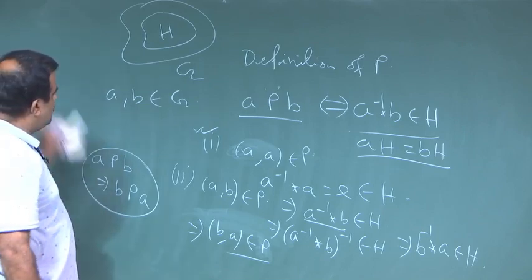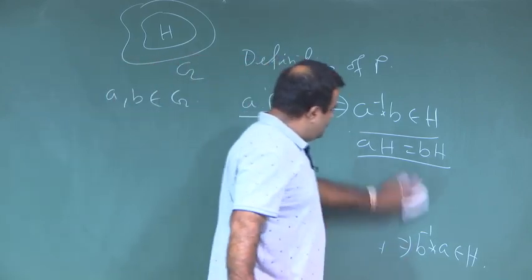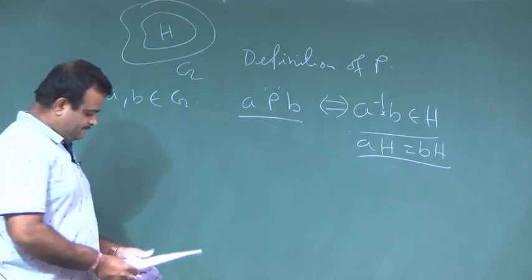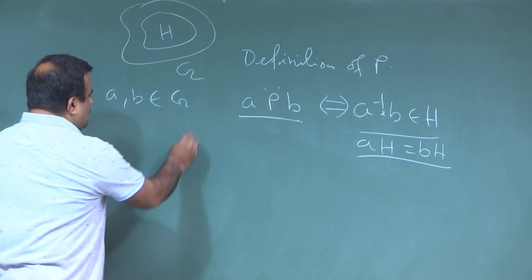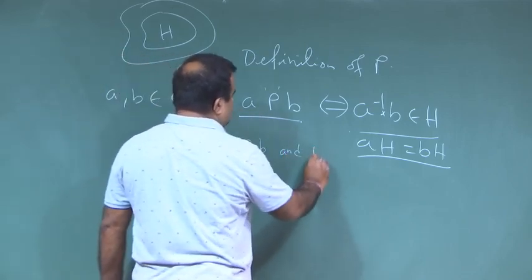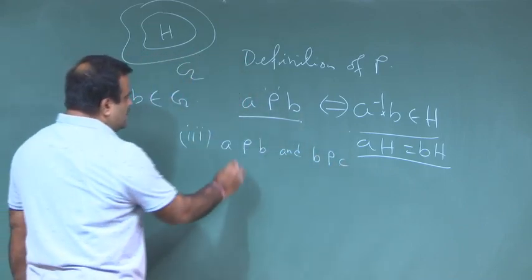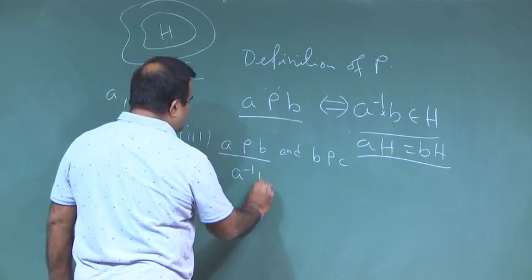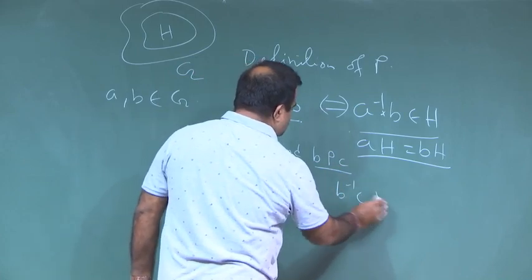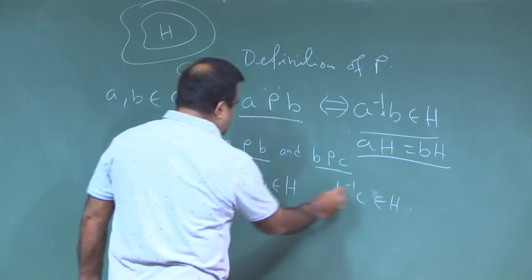Now, we need to show the transitivity, whether rho is transitive or not. Then we can say rho is an equivalence relation and then we can have a partition on this set. Okay. So, transitive means if A is related to B and B is related to C, then we need to show A is related to C. So, this means A inverse B belongs to H, and this means B inverse C belongs to H.